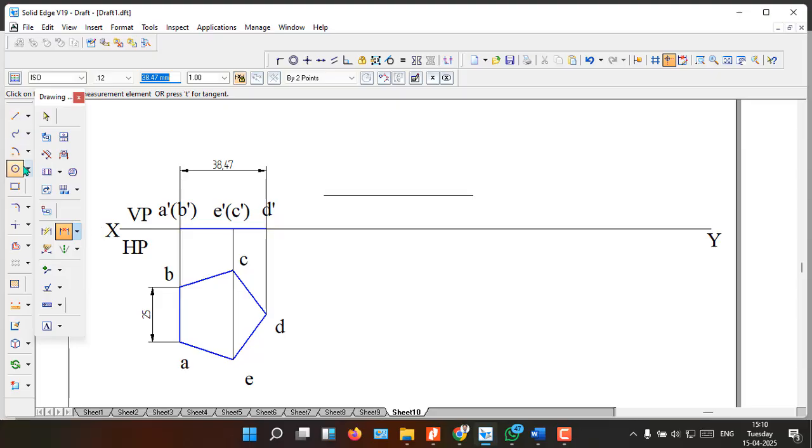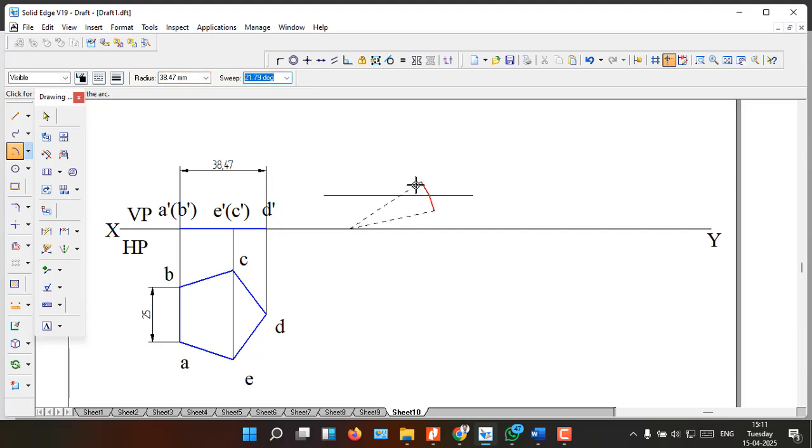Now we'll go to a circle by, sorry, arc by center point. Any one point on the XY line, and the radius will be 38.47. Enter, cut it on the XY, this 50 line. Okay, so once this one is done, go to the trim option, trim this extra line, extra arc.